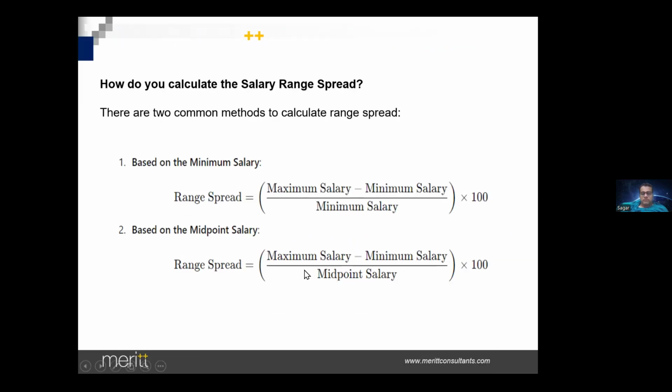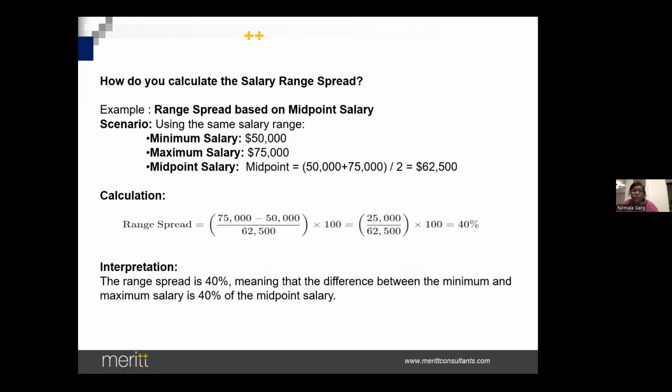This one. Okay. Maximum minus minimum. You only have to change it by midpoint. Then you will get, and then again, you will get the range spread from the midpoint. All right. Please remember these because you're going to do now how to design a structure.